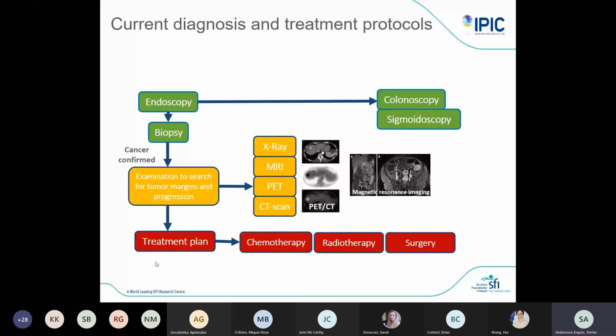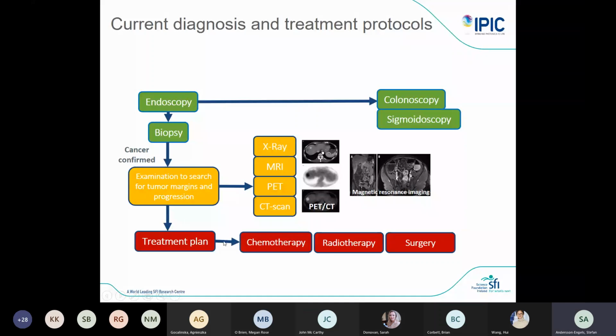And then you make a treatment plan, and then you give one or several of these types of treatments: chemotherapy, radiotherapy, or surgery. And what we think we could actually make a difference is at this biopsy level, where we can actually guide where to take the biopsies. Because biopsy is not a non-invasive technique, it's an invasive technique where you take a tissue sample. So what we can do with an optical fiber probe is to see where you should take that to most likely find the tumor.